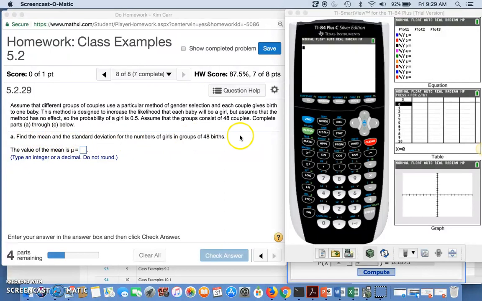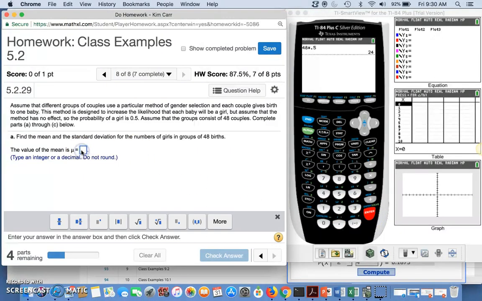Find the mean and standard deviation here. Well, first of all, what is n? It's 48. What's the probability of a success? We're saying 0.5. So the probability of the failure would also be 0.5. So n is 48, p is 0.5, and q is 0.5. So the mean would be simply multiply 48 times the probability of the success, which you should be able to do in your head, but if you can't, that's the answer.